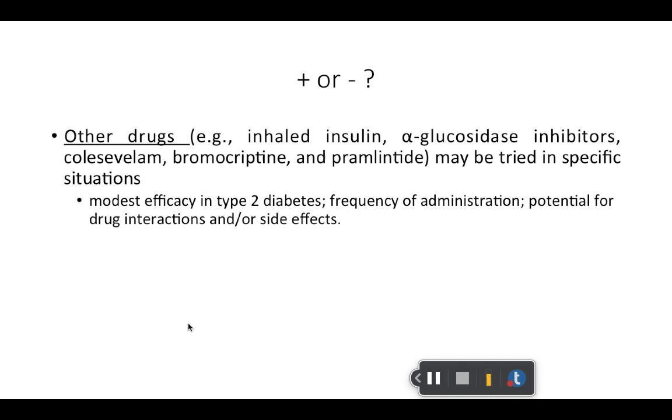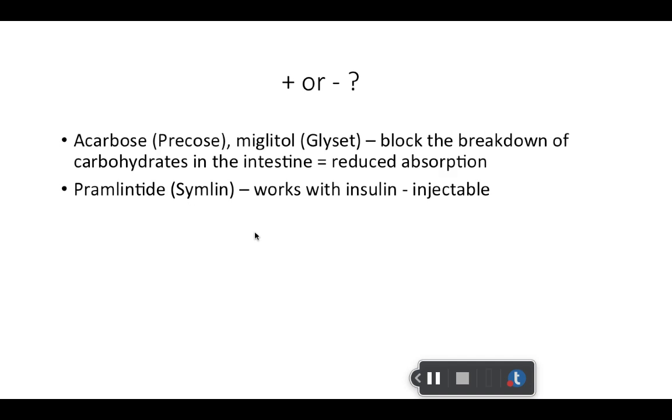Other drugs. So here's a long list of other ones. These other drugs aren't usually the first ones you're going to want to go with for your second and third line agents, just because they're not super efficacious. They have to be administered a lot more frequently, so patients don't like that. There's a lot more potential for side effects and drug interactions with these.